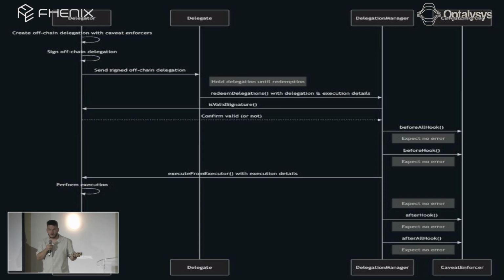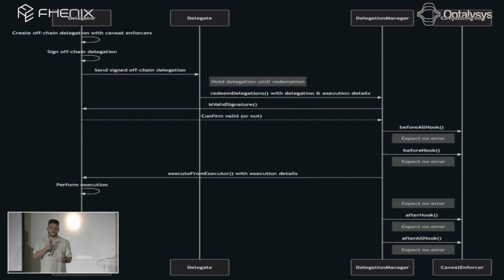So it'll call that ERC20 contract transfer on that contract. The transfer function will see the message sender as the root delegator, so it's allowed to happen. It does the transfer, right? It executes that execution. And then we come back to the delegation manager and we call the after hook and then the after all hook.